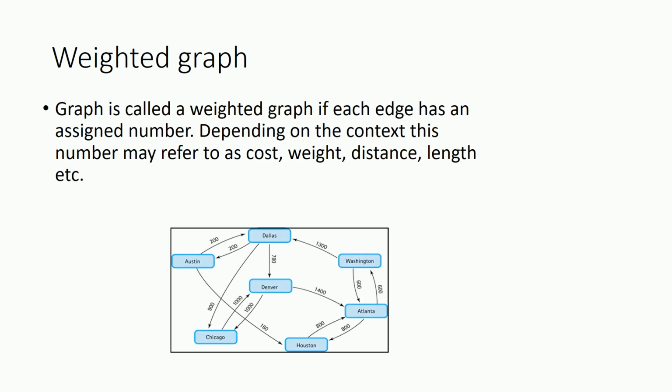Now let's define what a weighted graph is. A graph is called a weighted graph if each edge has an assigned number. Depending on the context, this number may refer to a cost, weight, distance, length and so on. For example, in the case of a road network, this weight represents the distance between cities.